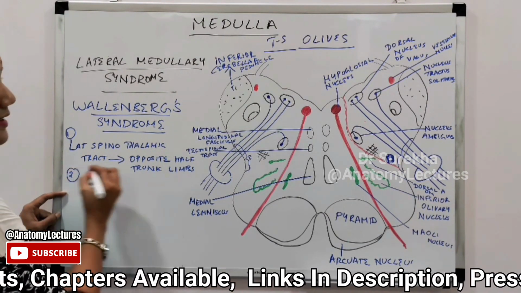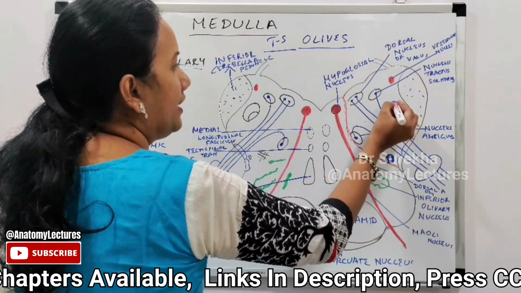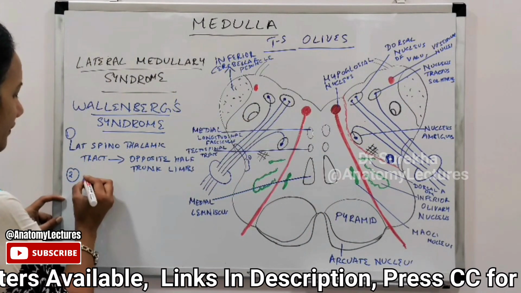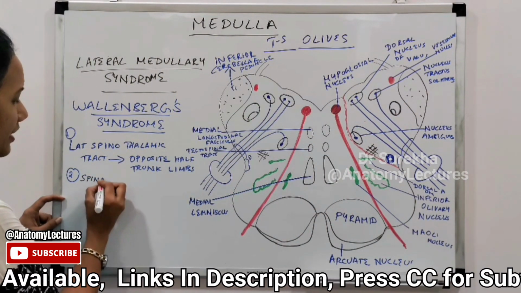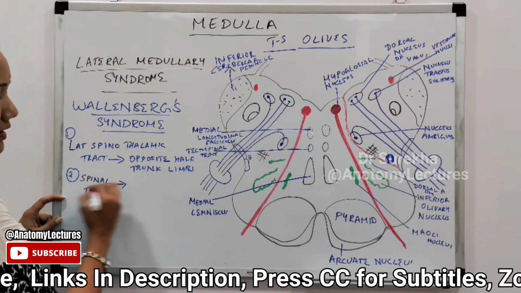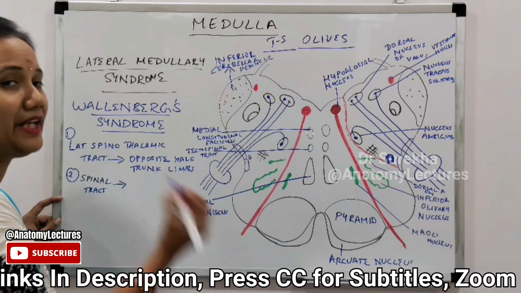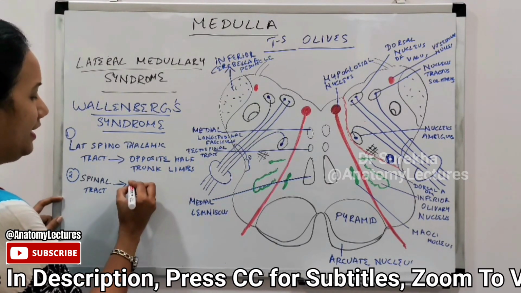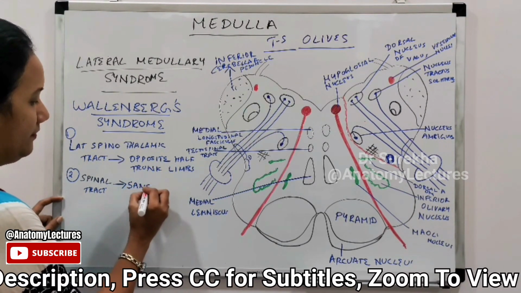Then there is involvement of the spinal tract of the trigeminal nerve. So because of the involvement of the spinal tract of the trigeminal nerve, there is loss of pain and temperature sense in the same half of the face.